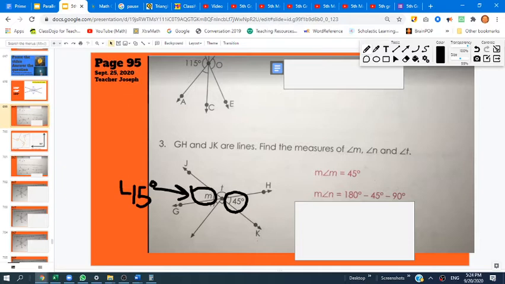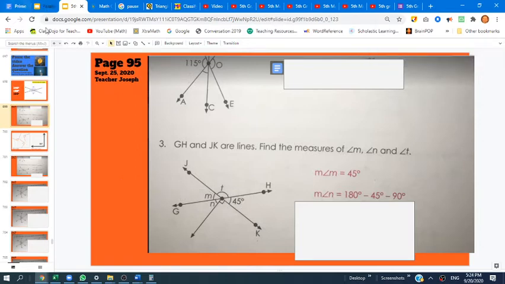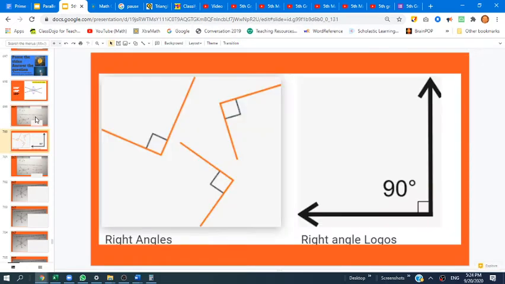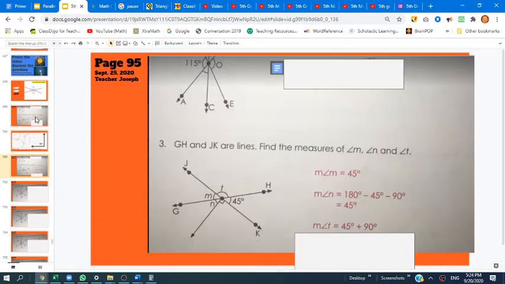All right, and if we continue with the problem, so let's actually just continue. Let me click through the rest of these slides. Once we find out that this angle right here is 90 degrees, we can continue and just subtract from 180. Okay, I already explained that before, but this is just another way to explain it. If you subtract 180 minus 45, which you already know, and then you also subtract 90, you're going to come up with 45. That's the angle measurement of angle N.